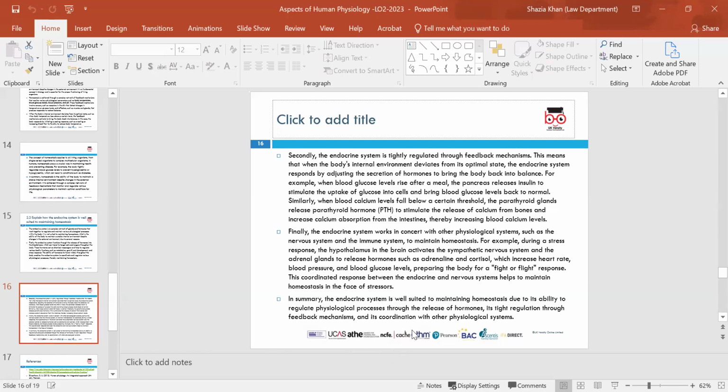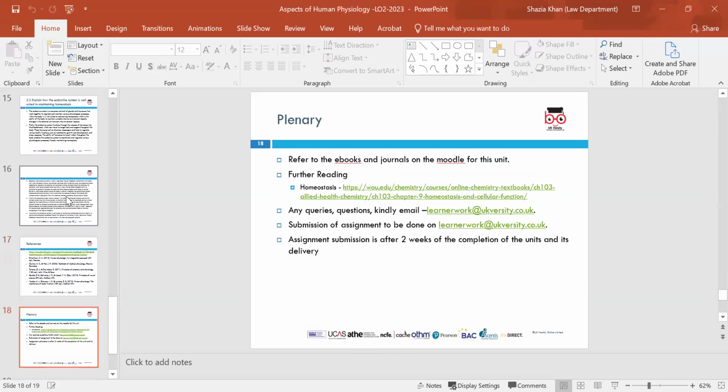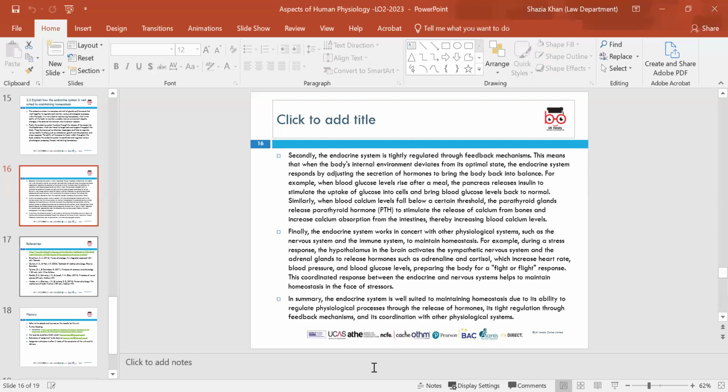So in response, the endocrine system is well suited to maintaining homeostasis due to its ability to regulate physiological processes through the release of hormones, its tight regulation through feedback mechanisms, and its coordination of the physiological systems. So we've now finished learning outcome 2, where we looked at understanding homeostasis as the key process which maintains the internal environment of the body.